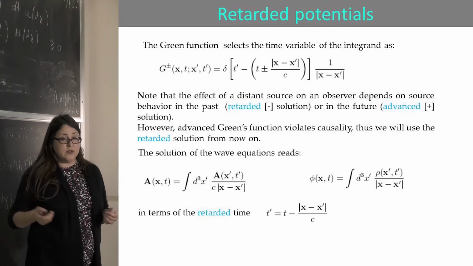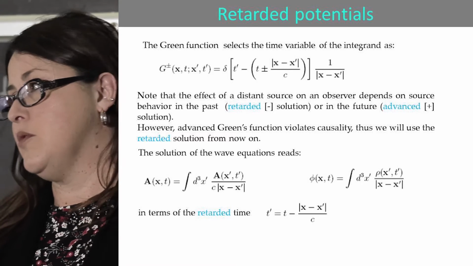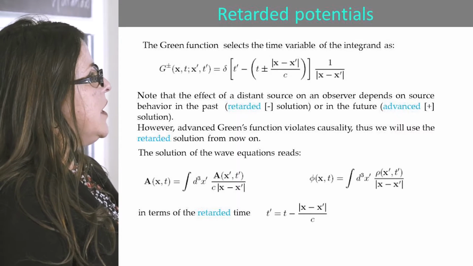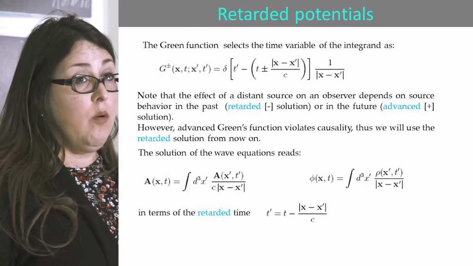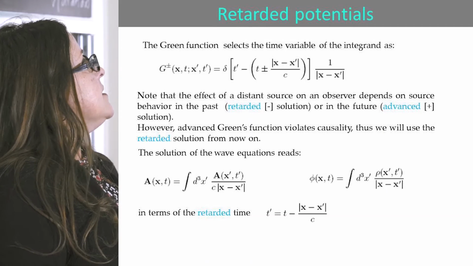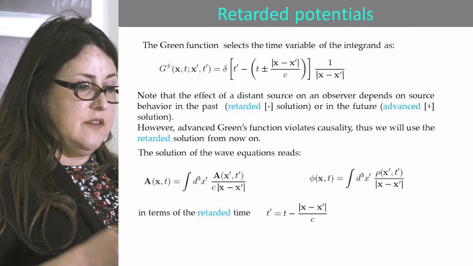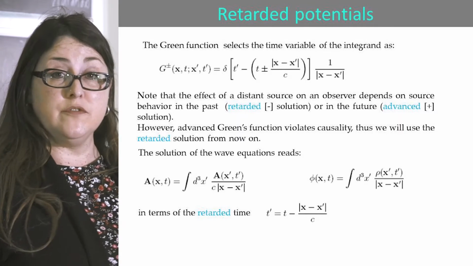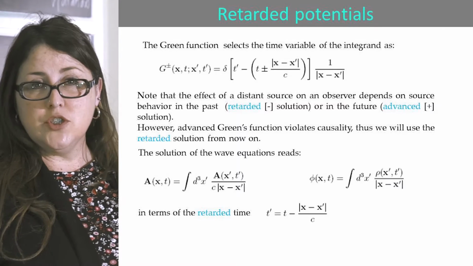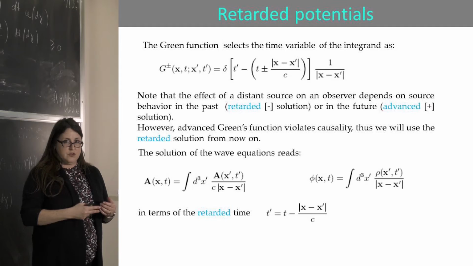Mathematically this is allowed. However, the advanced solution is unphysical, and this is why we will use from now on only the retarded solution, which means that the values of the electromagnetic field at a given time, at a given point of space, will depend on the status of the electric charge and of the electric current at a previous time, at a previous position.